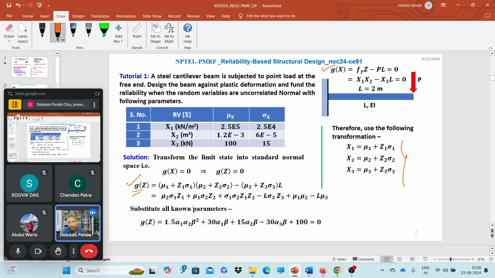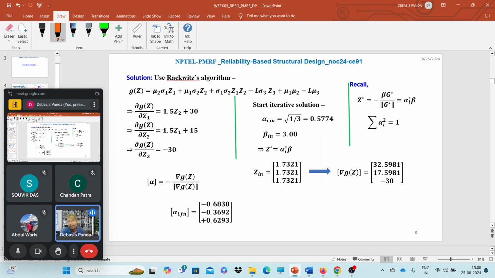Now, once we have g of Z in standard normal space, we also have one more relation, Z equals alpha into beta. So Z1 equals alpha 1 into beta, and Z2 and Z3 will go like this. If we put all these things in this equation, we will get the limit state function in the standard normal space. Once we have that, we need to find the derivatives of the limit state function in the standard normal space so that we can find the direction cosines. Once we have those derivatives, we need to start our iteration from initial beta and initial alpha.